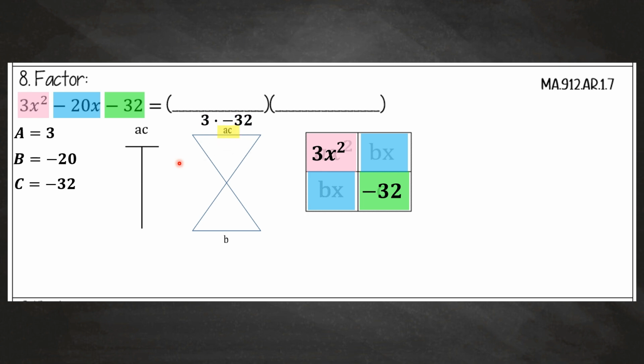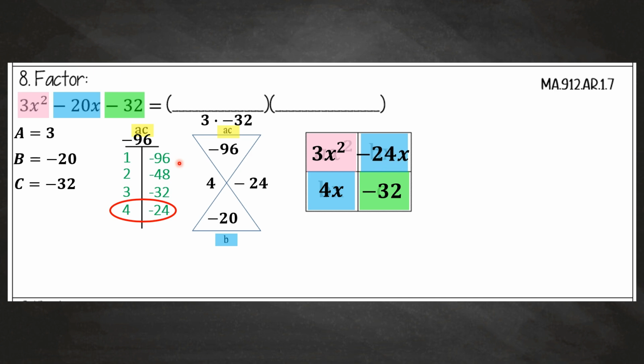When we multiply that together, 3 times negative 32, we get a negative 96. And our b term is negative 20. So the numbers that multiply together to give me negative 96 are 1 and negative 96, 2 and negative 48, 3 and negative 32, 4 and negative 24. Of those, the ones that add together to give me negative 20 are 4 and negative 24. So that will complete my X puzzle, or that's what I can use to fill in my area model.